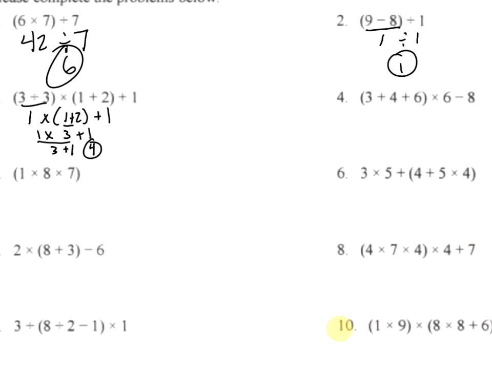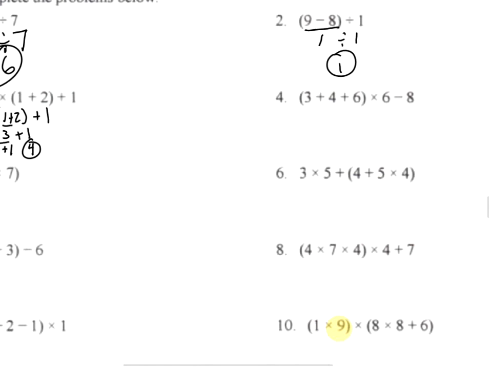Let's look at number 6. Number 6 says 3 times 5 plus parentheses, 4 plus 5 times 4, close parentheses. So, what do I have to do first? Judah. Okay, I have to do the parentheses. Now, here comes the part where some people will mess up. What do I do inside the parentheses? Tayshawn.